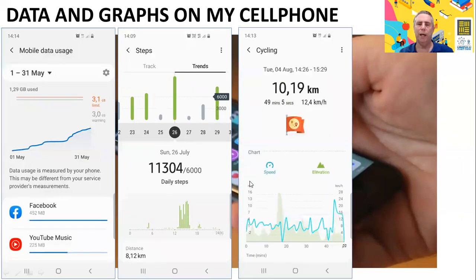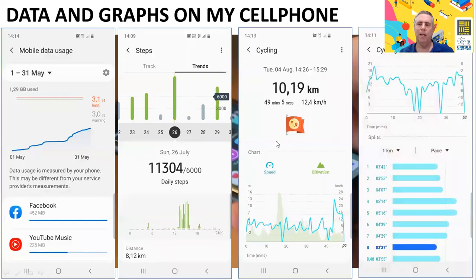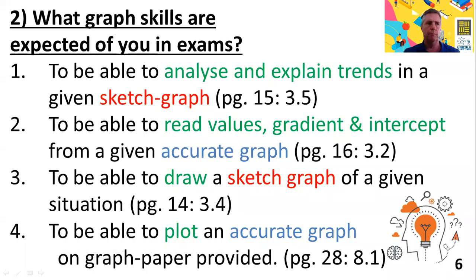If instead of walking I go cycling, again, the cell phone records all the information about cycling. And here's a graph of my speed at different times, and also the elevation, the steep hills that I climbed. And then finally, you can get even more information, like how long it took to do my first kilometer, my second kilometer, which was my fastest kilometer. And all of this is just on my cell phone. So it's so important to understand graphs if you're going to be living in the world today.